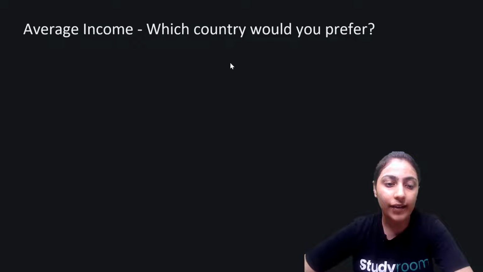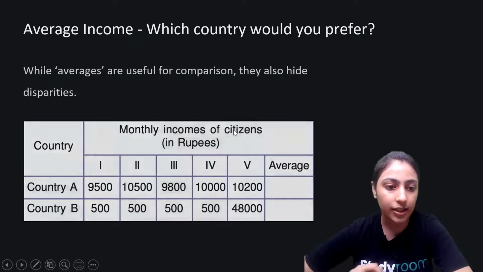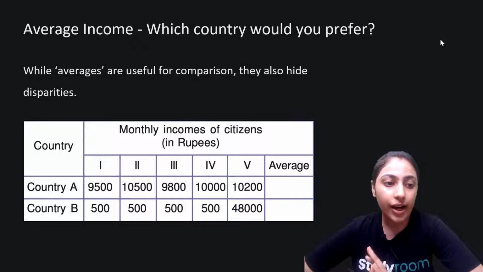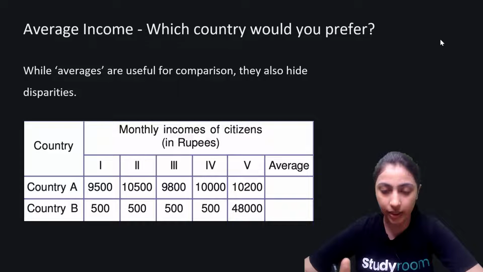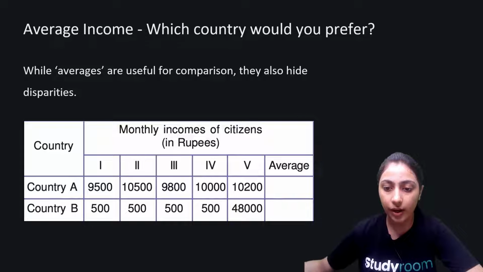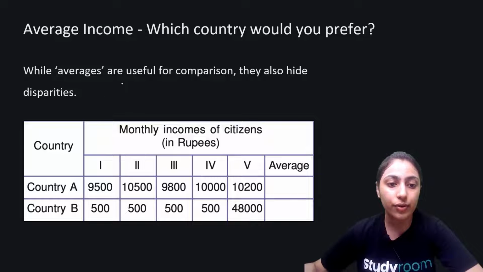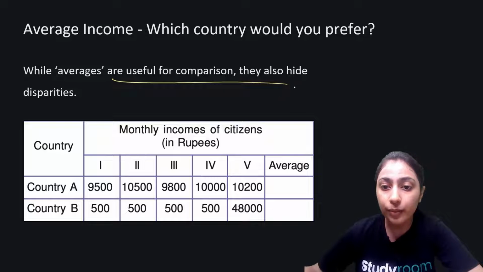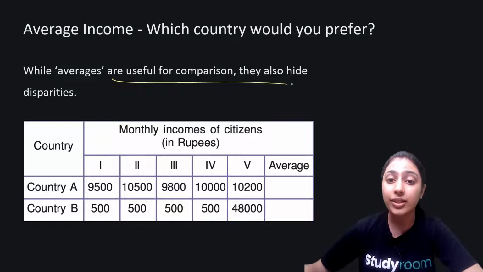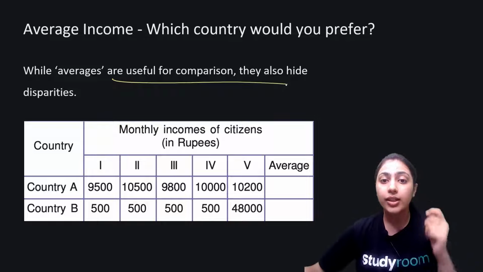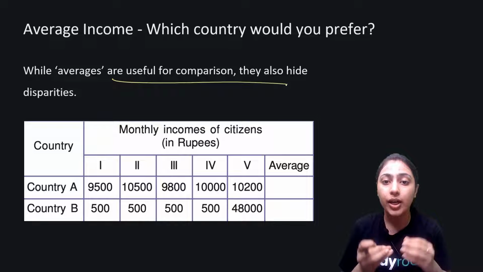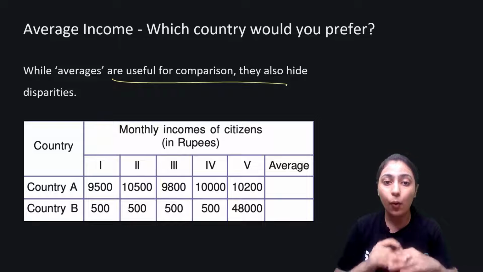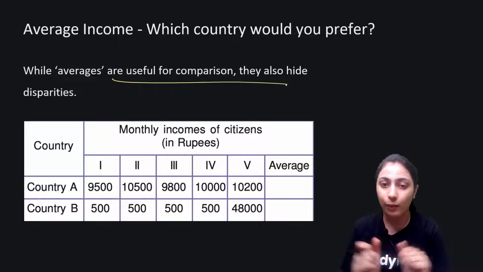Moving forward, we are having average income. Which country would you prefer? Alright, let's see. Over here they are saying that while averages are useful for comparison, they also hide disparities. Before coming to this part, I would like to draw your attention to this line. In our first part of the video, we discussed that we cannot call a country or an individual developed and good in life only by considering economy. No, we cannot.